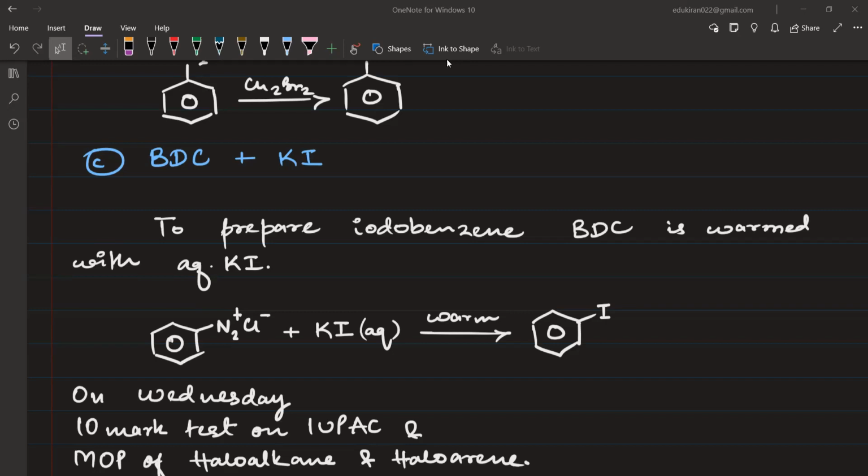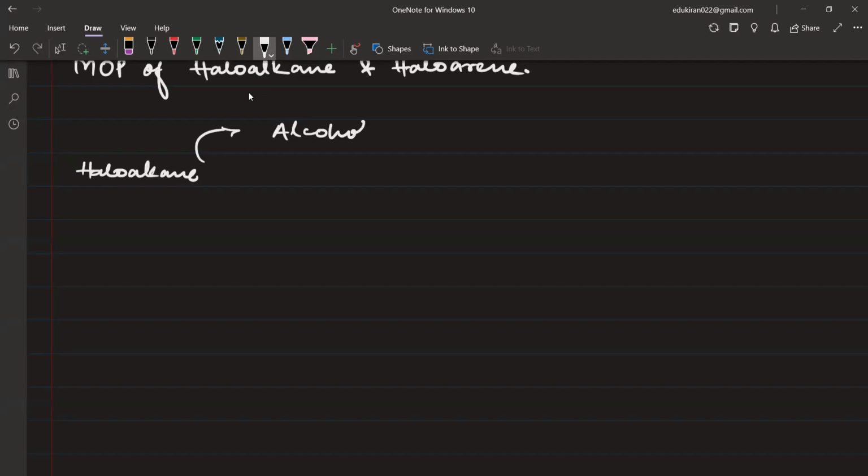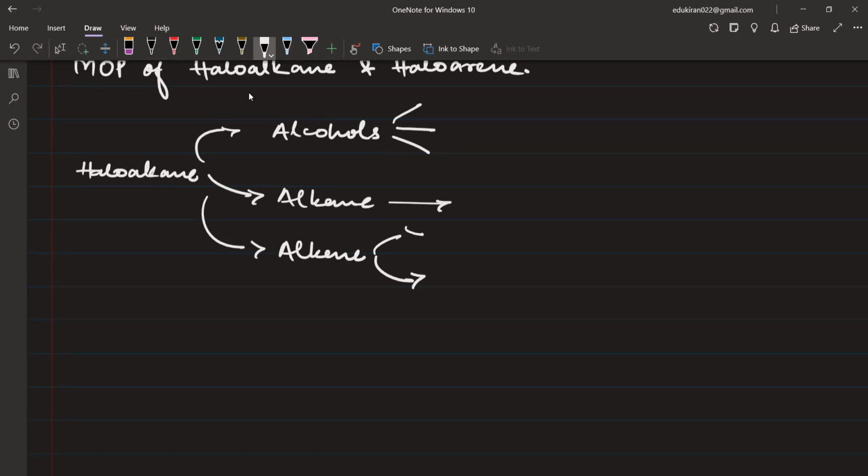Now, let us write a few points regarding physical properties. But first, whatever we have done till now, I'm going to write here. We have looked at the methods of preparation of haloalkane. Haloalkane can be prepared from alcohols, using several methods. It can be prepared from alkane, where we have only one method. Then we have alkene, where we have two methods. Remember it this way. One more method is there: halogen exchange.